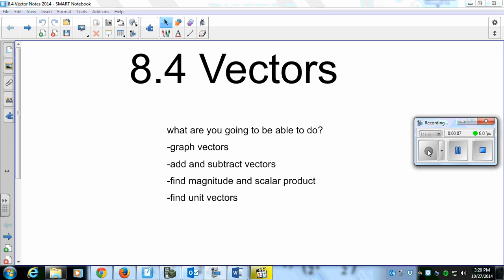In these notes, we got four main objectives. We got to make sure we are able to graph vectors. We got to make sure we can add and subtract vectors. And we got to be able to find magnitudes and scalar products of vectors and find unit vectors. If you've taken physics, a lot of this might be review. You might be able to zoom through this pretty quick, but we got to make sure together as a class we're on the same page here with vectors.